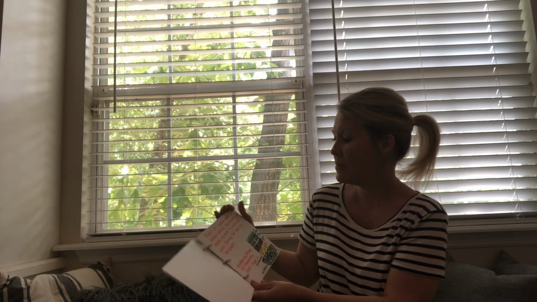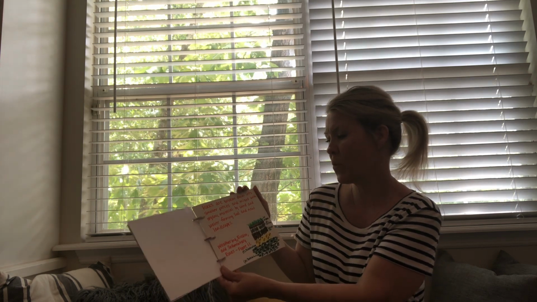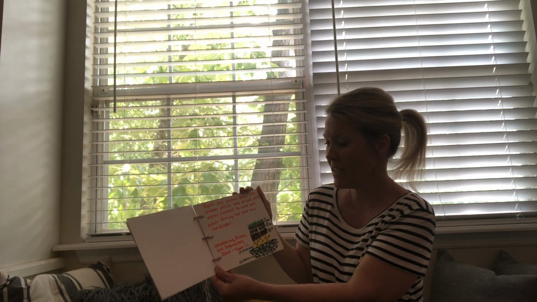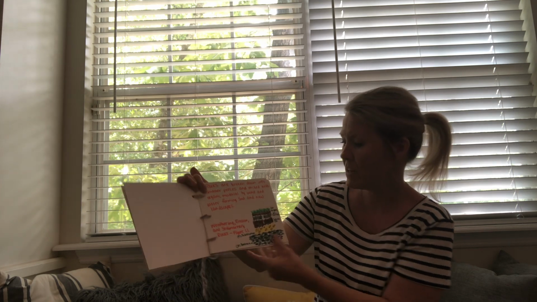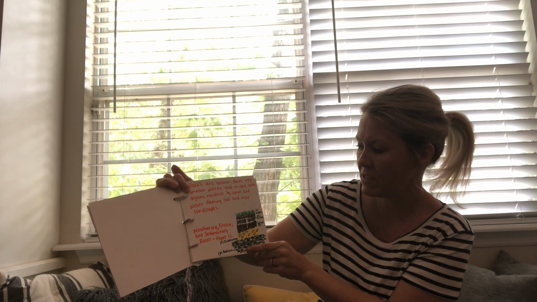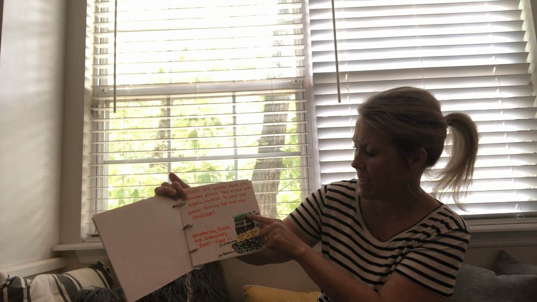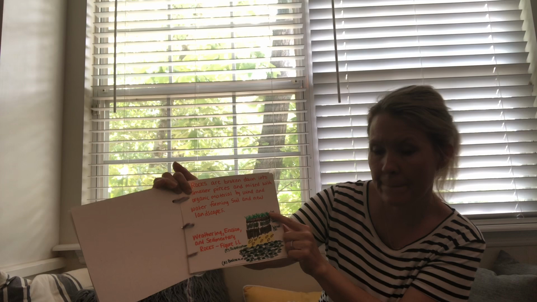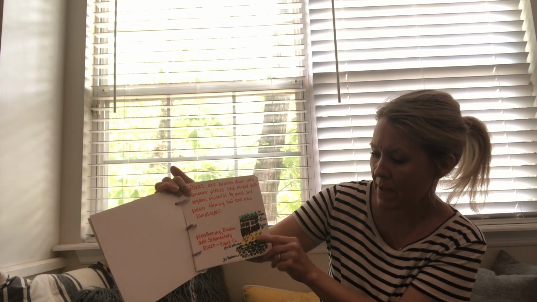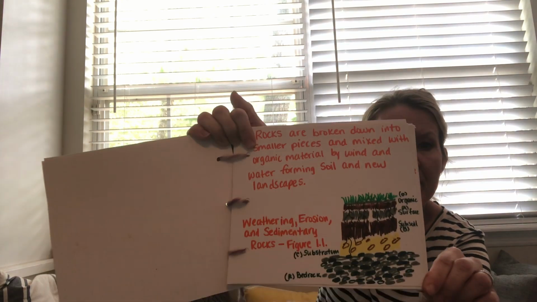Rocks are broken down into smaller pieces and mixed with organic material by wind and water, forming soil and new landscapes. And here we have a picture that's going to show us the weathering, erosion, and sedimentary rocks. We can see the organic surface up top. Then we have the subsoil, the substratum, and then the bedrock at the bottom.